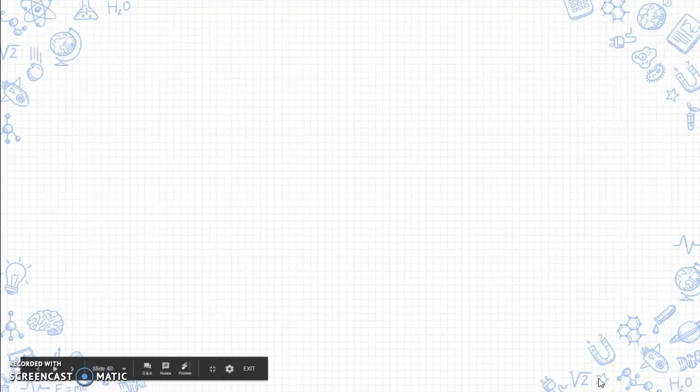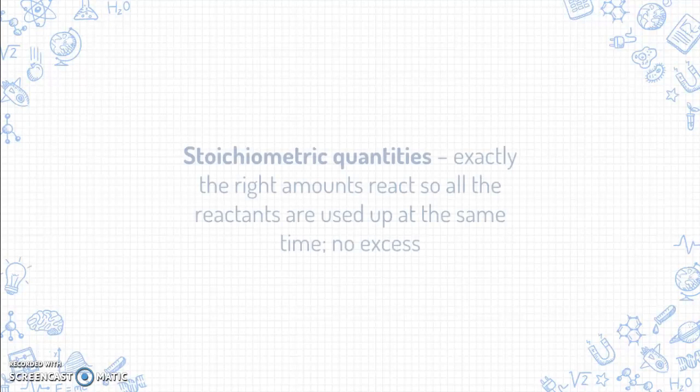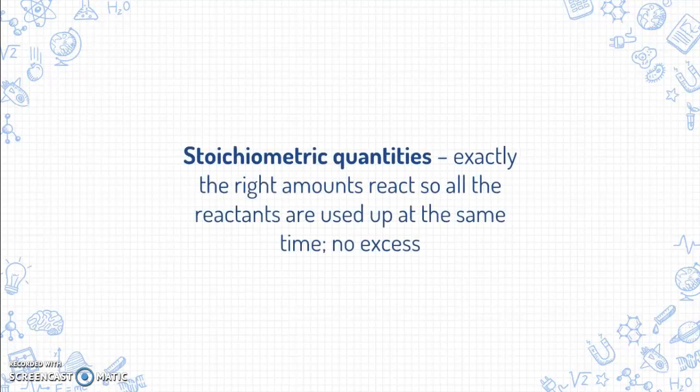Whenever you have a stoichiometry problem, the reactants that are given are either given in stoichiometric quantities or with a limiting reagent. Stoichiometric quantities means that exactly the right amounts react so that all of the reactants are used up at the same time. That means there's nothing left over of one or both reactants. Stoichiometric quantities mean that if you have a 1-to-1 mole ratio, exactly 1 mole of each reactant was reacted.